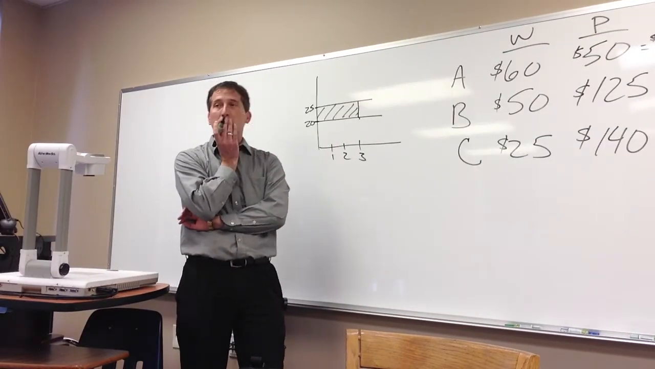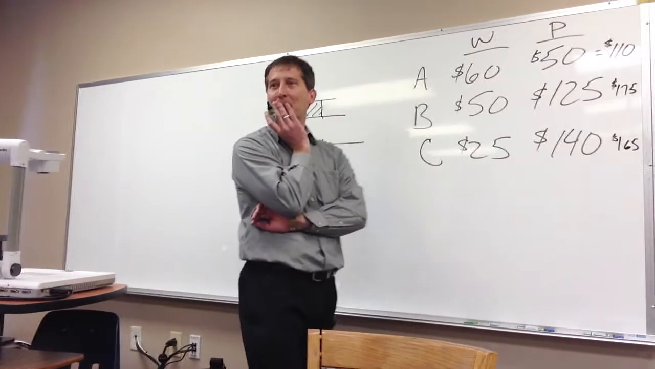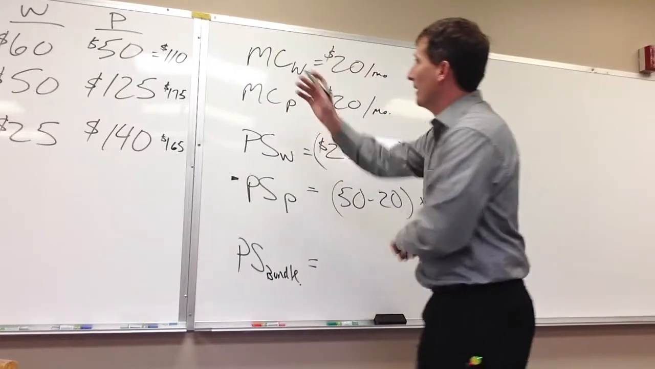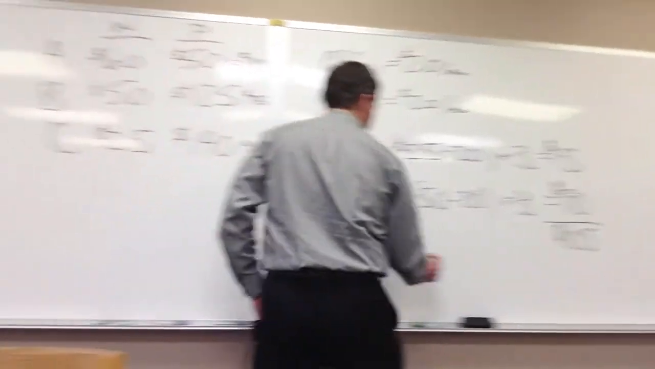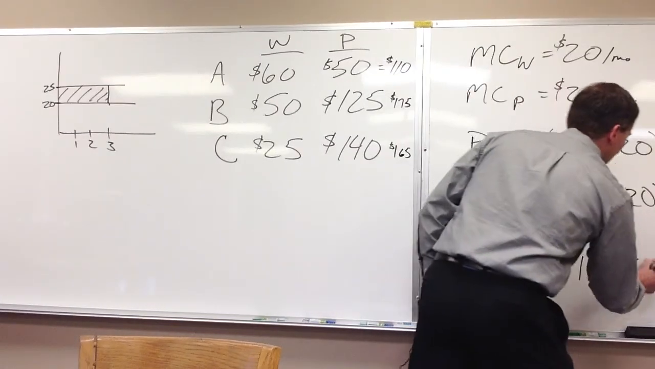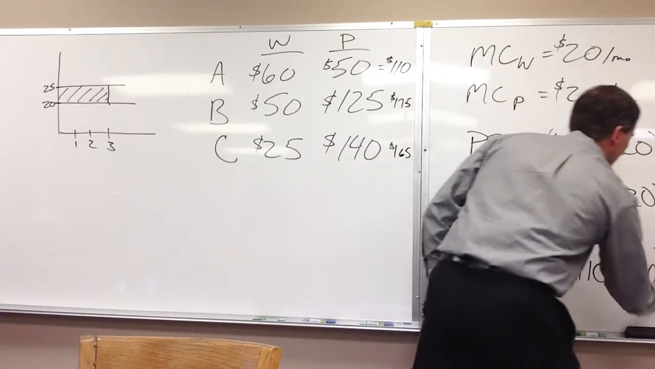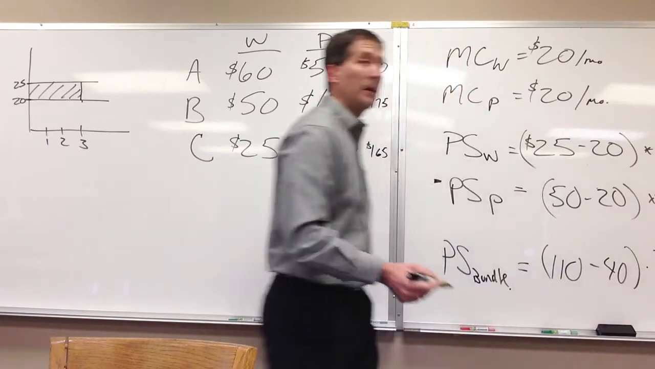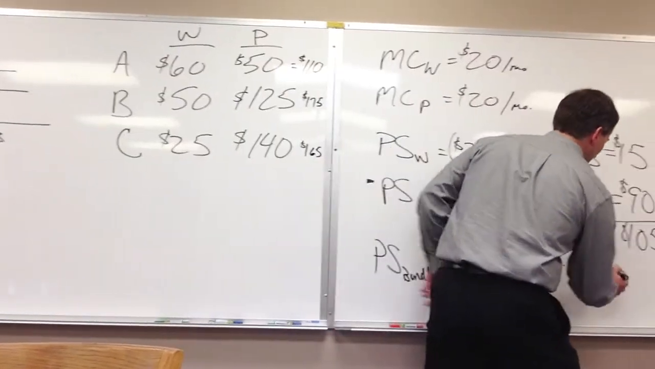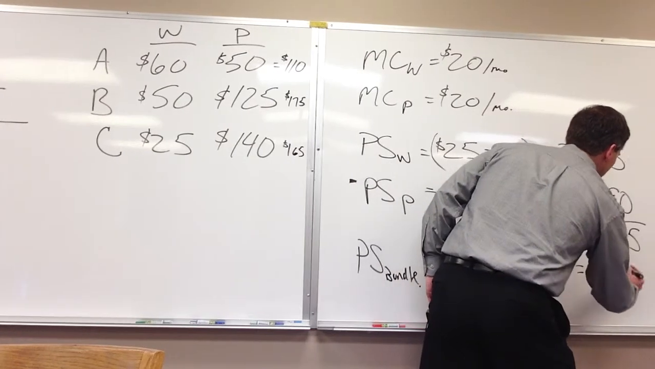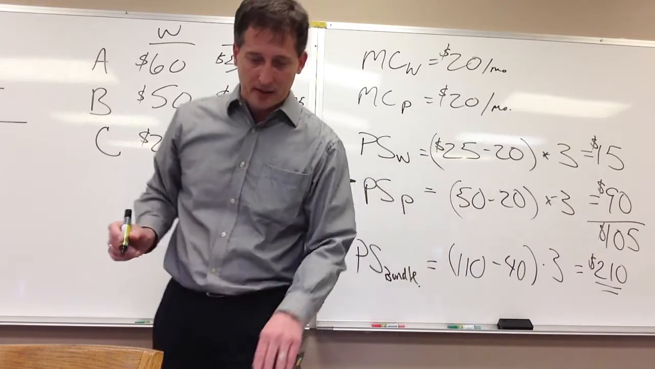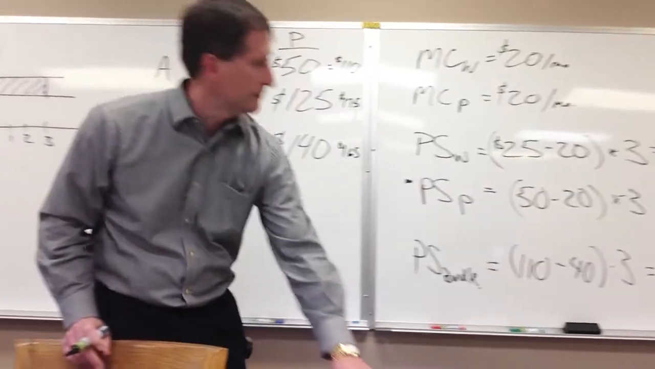What'd you come up with? 210? So we got 110 minus how much? 40. We got marginal cost of both now, times our 3 people. Gives us our 70 equals $210 worth of producer surplus. A significant jump in producer surplus.